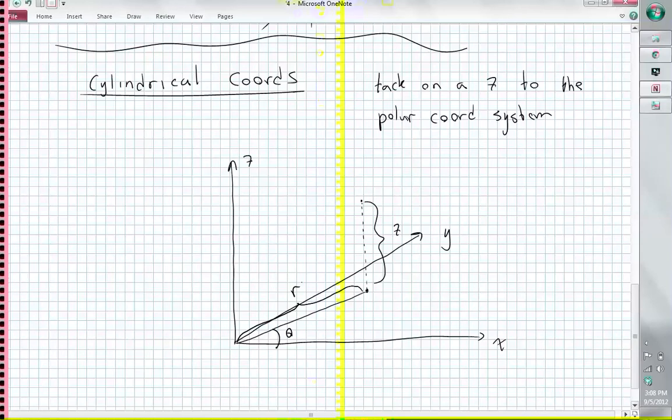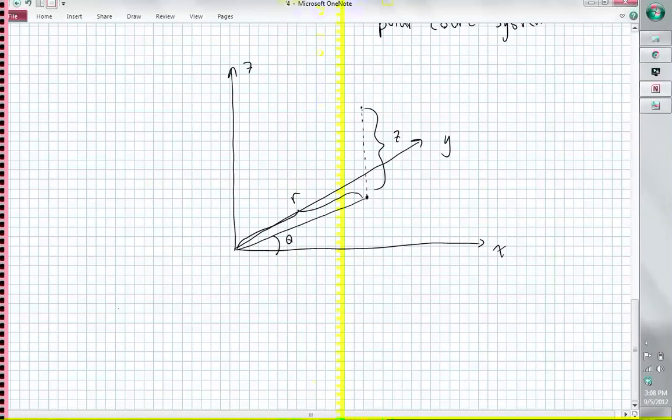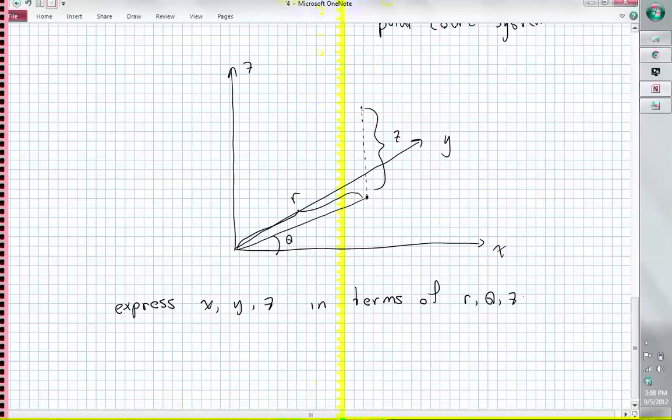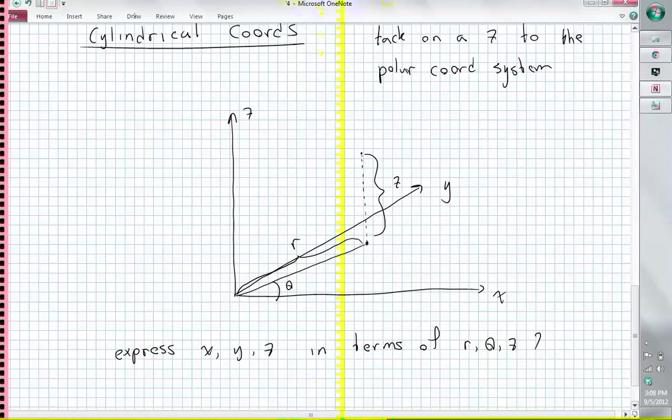But you're right. What I'd like to do is express X, Y, and Z in terms of R, theta, and Z. Well, certainly expressing Z is not going to be all that difficult. But R and theta, or X and Y, are a little bit more involved. Let me just try to sketch in a little bit of what I'm talking about.